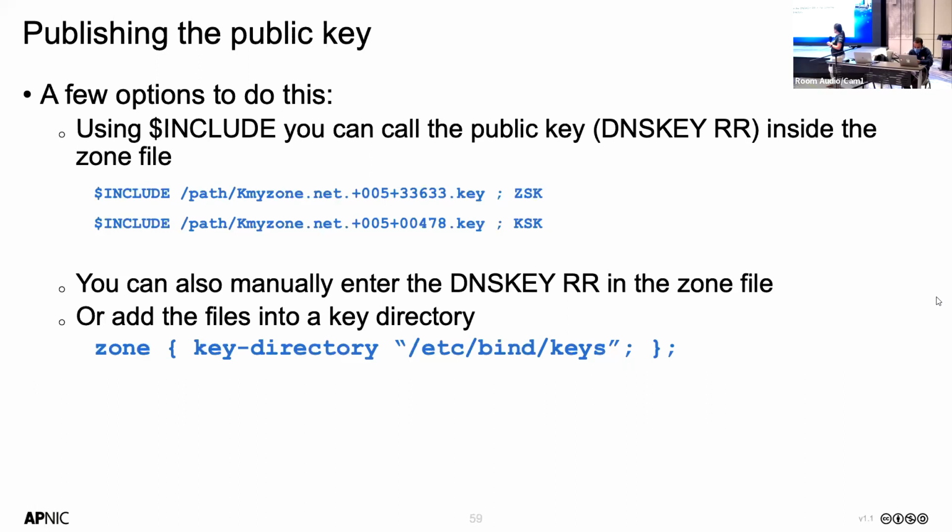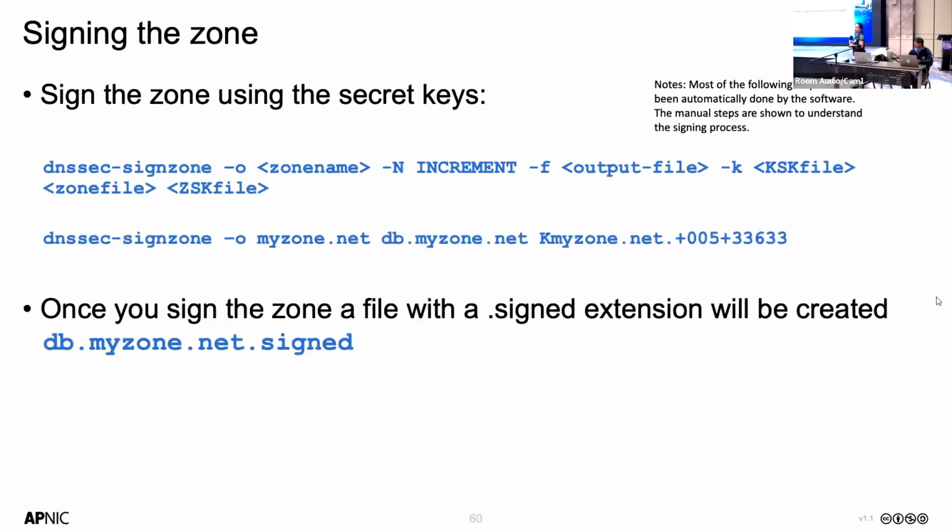And then lastly, which we tend to use now, particularly for automatic signing, is to add that into a central folder, the keys directory, okay? And then from there, the software will pick it up during signing. So those are the different options for publishing the public key.